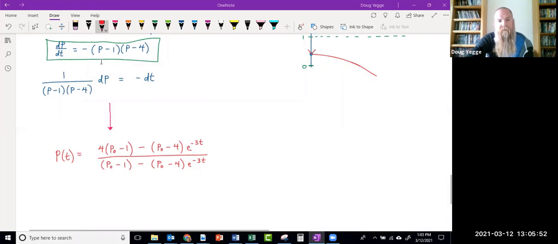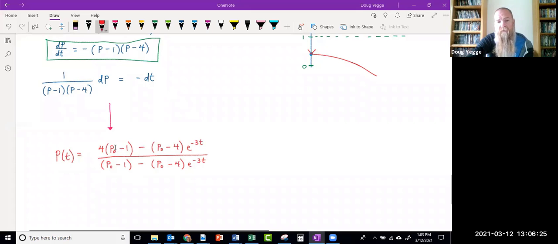So obviously, in order to solve this differential equation, we would have to separate variables, which is what we did here. We divided by p minus 1 times p minus 4 dp. And now on the right side, we end up getting negative dt. I'm going to leave this as an exercise for you because we've solved differential equations in this form before. So this is just integrating by partial fractions, finding out the values of capital A and capital B. And when you simplify, you should get this function right here for your population.